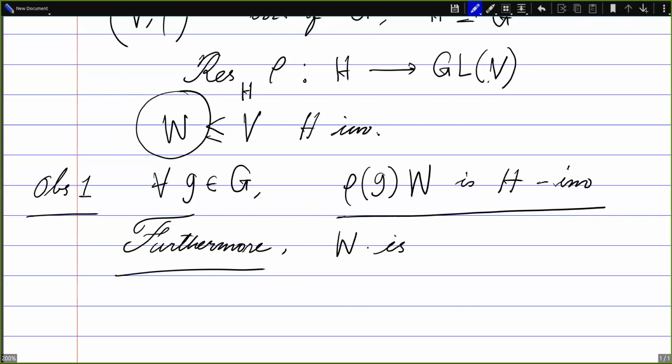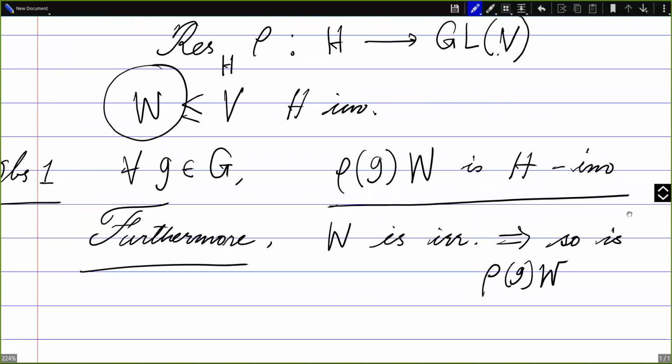Remember, irreducible here means that it doesn't have any H invariant subspace other than the trivial one and W itself. So what we mean by this is that the representation of H on W is irreducible. Then so is rho(g)W. This is what we will first see.